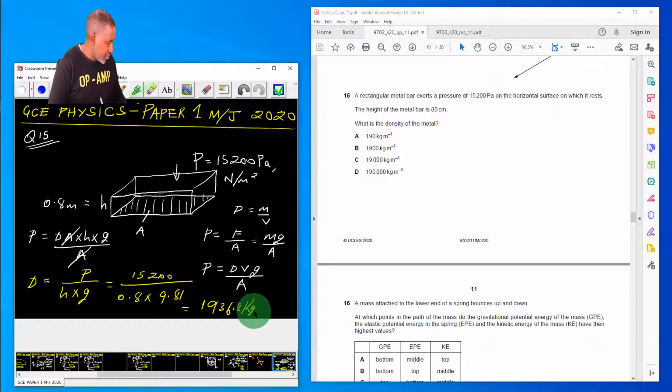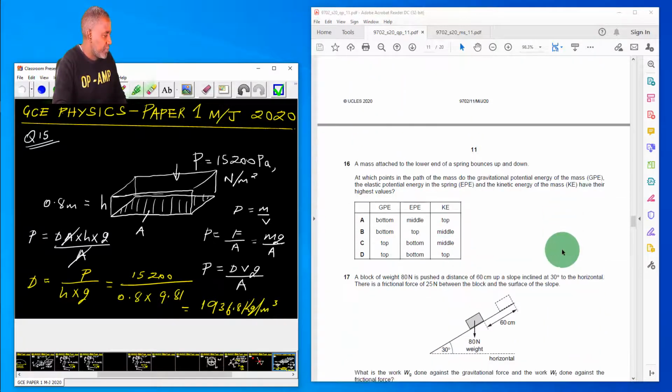That is 1,936.8 kilograms per meter cubed. Let's look at the closest one. 190 is very far. 1,900 is nearer that. So the correct answer for 15 is B. So our answer here is B. And let's go to question 16.